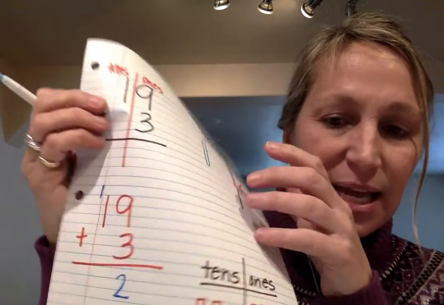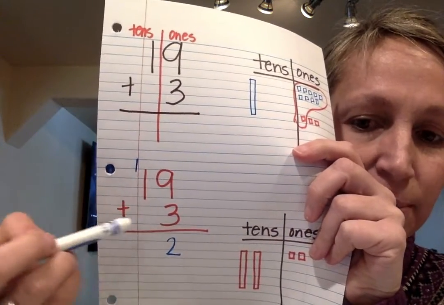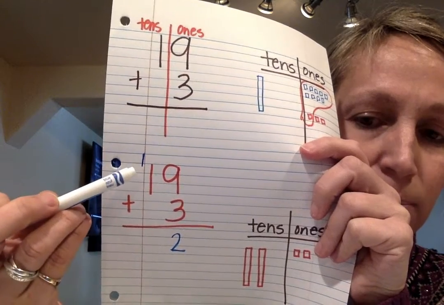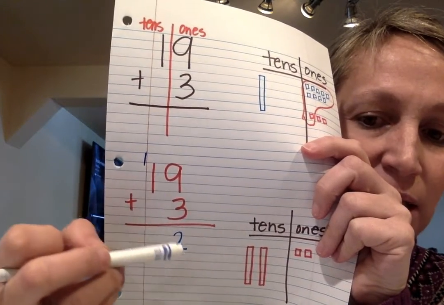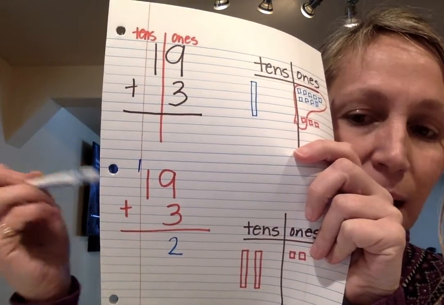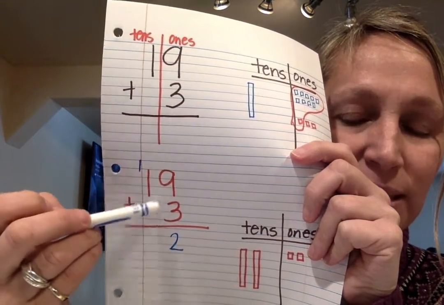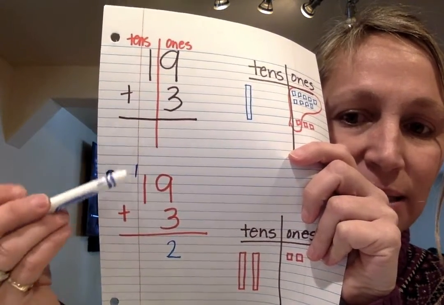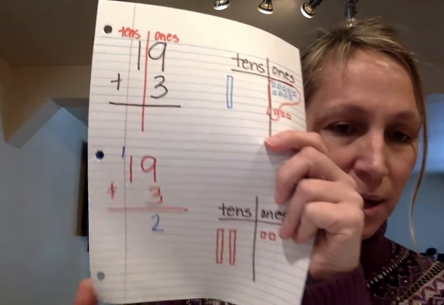So you can see here that 9 plus 3 is 12. And if we look at the blue, 1 in the tens column and 2 in the ones column still equals 12. Then now I'm going to get the opportunity to add my tens column. 1 plus 1. What is 1 plus 1?